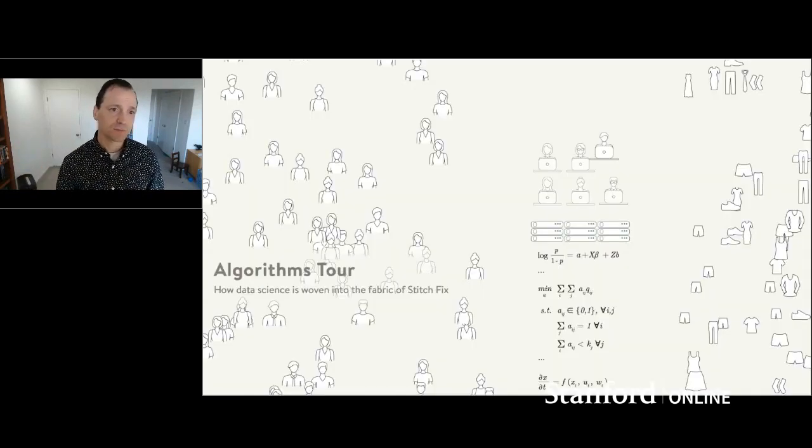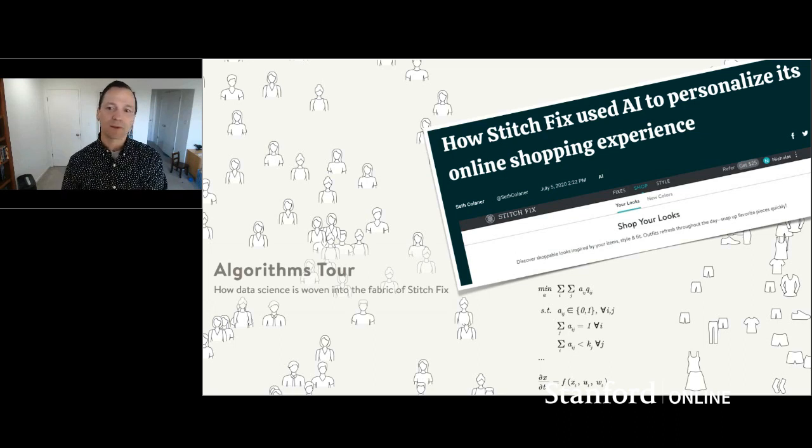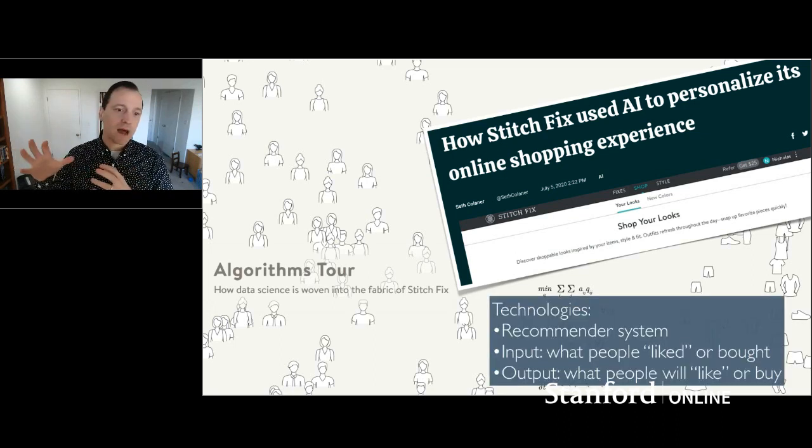Now you also have something like Stitch Fix. I think the shirt might actually be from Stitch Fix, where they're personalizing their online shopping experience, where again, the idea is based on what other people would buy, what kind of clothes might I be interested in? So again, we see similar things. What are people liking or buying? What other people will like or buy?